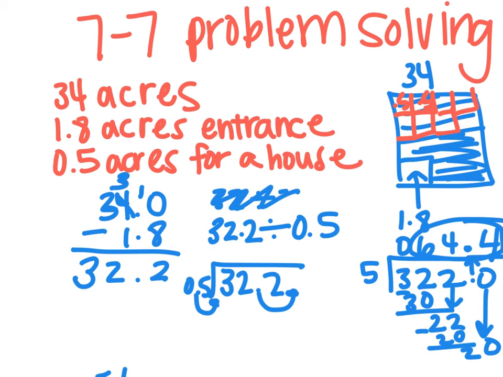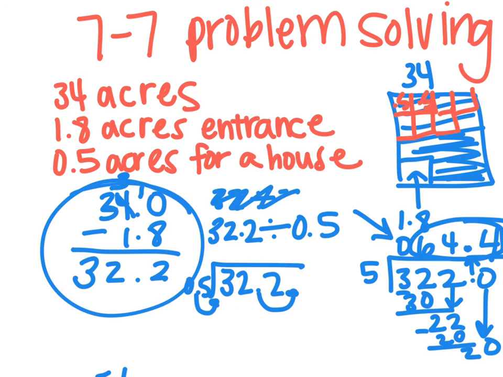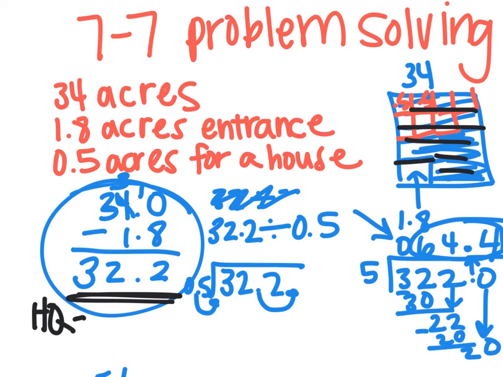So he can make 64 whole lots, or if they're okay with having a decimal in the answer, it'd be 64.4 lots. Now, if it were to ask me what is the hidden question, well, what did I have to do before I found out how many houses he can build on this land? First, I had to do some subtraction, right? So my hidden question would have to do with this 32.2. In the problem, 32.2 is the amount of shaded in blue land over here, right? It's the amount of land without the entrance.